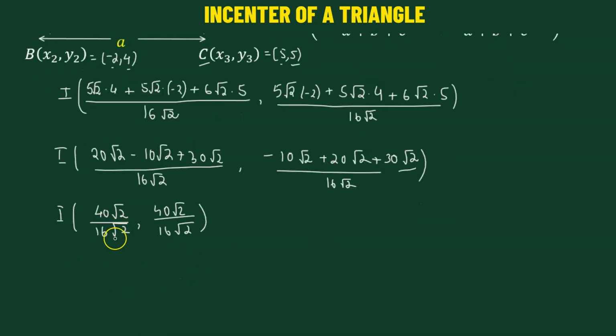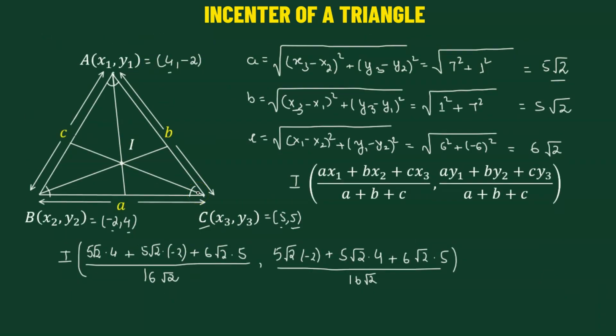The square root of 2 factors out from the numerator and the denominator. So the coordinate will be 5 over 2, comma 5 over 2. This is going to be the coordinate of the incenter of our triangle. So let's note it down: this is going to be 5 over 2, comma 5 over 2.